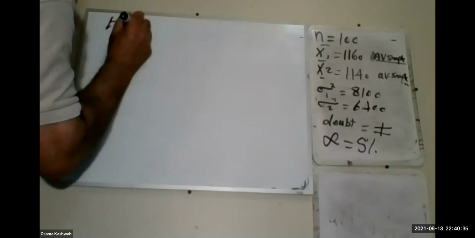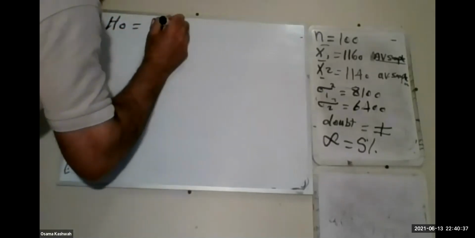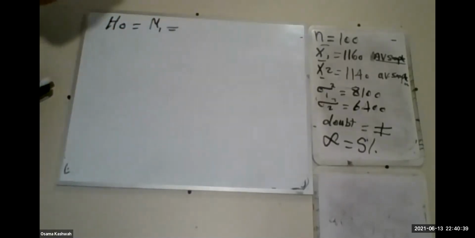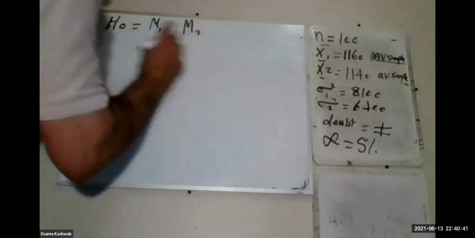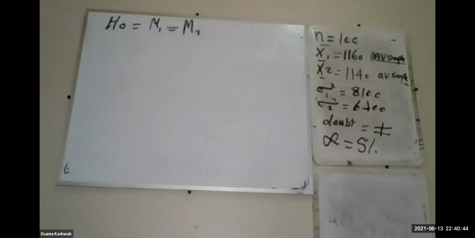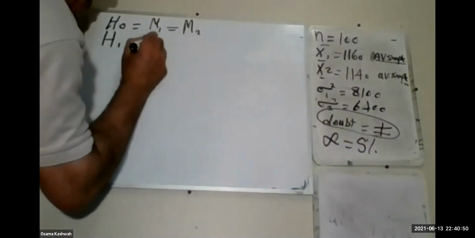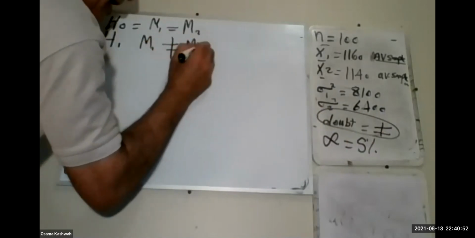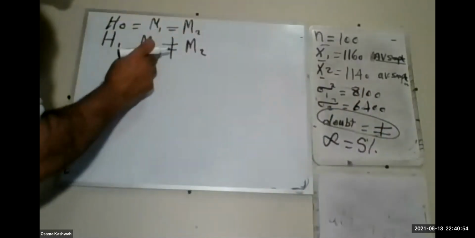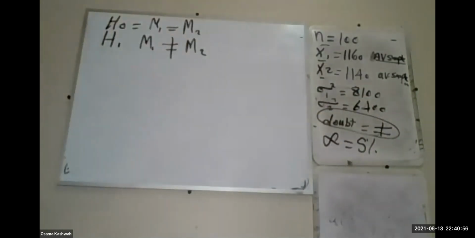Then I will do first, like we did, the null hypothesis H0: mu1 equals mu2, because I'm seeing two averages of two means. H1, because he said doubt, then I would say mu1 does not equal mu2. If he said greater, then this will be greater. If it's less, then this will be less, according to the claim.